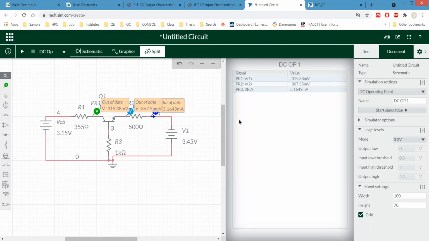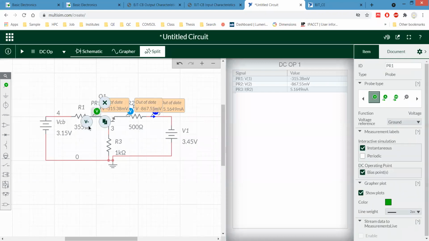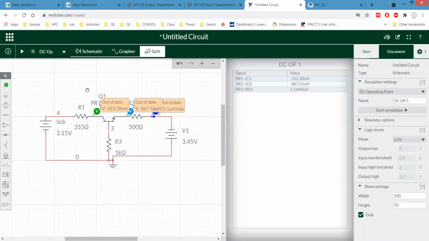Then yeah, this is V1. Yes, this one, let me rename it. This is V1. Yeah, okay. This is okay. And for this one, we have 8.8 millivolt. Okay, now run this.